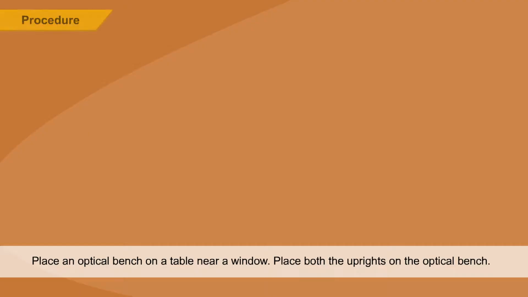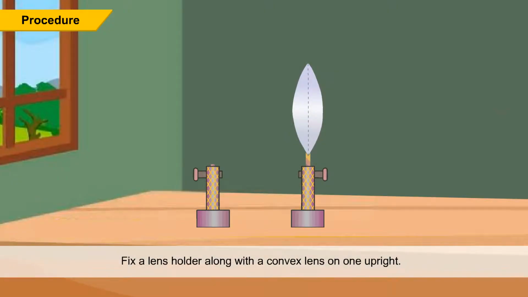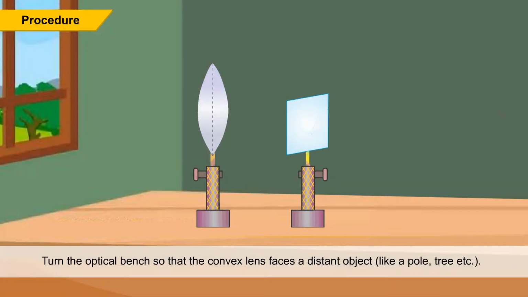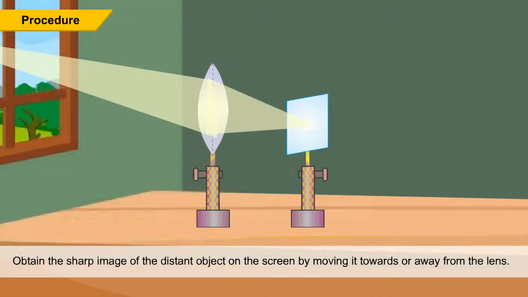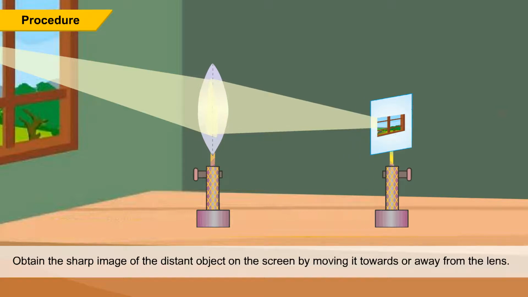Procedure: place an optical bench on a table near a window. Place both the uprights on the optical bench. Fix a lens holder along with a convex lens on one upright. Fix a screen on the other upright. Turn the optical bench so that the convex lens faces a distant object like a pole, tree, etc. Obtain the sharp image of the distant object on the screen by moving it towards or away from the lens.